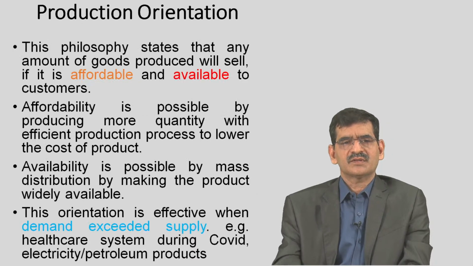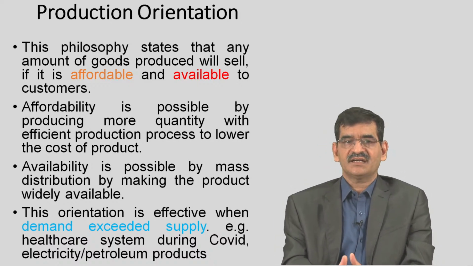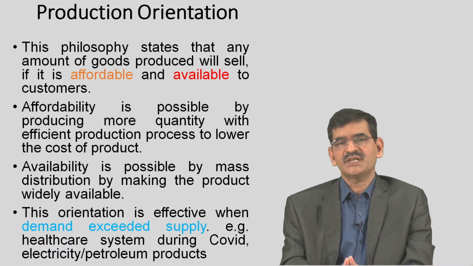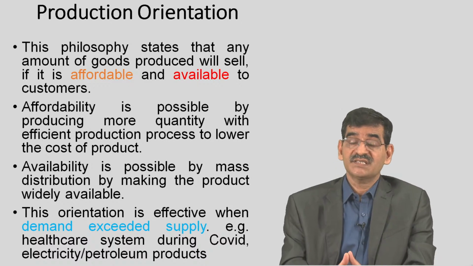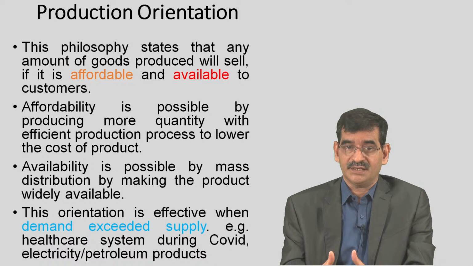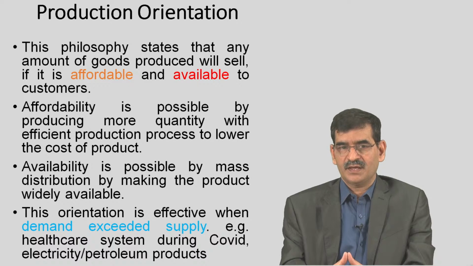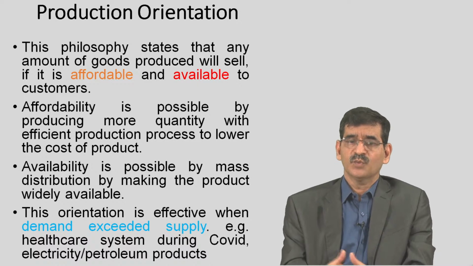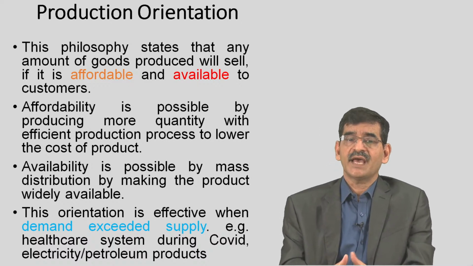So first, come to the production orientation. This philosophy states that any amount of goods produced will sell if it is affordable and available to customers. That means here the focus is affordability and the availability of products or services. So in the initial stages, during the era of industrialization, there was more focus on mass production. So affordability is possible by producing more quantity with an efficient production process to lower the cost of product.